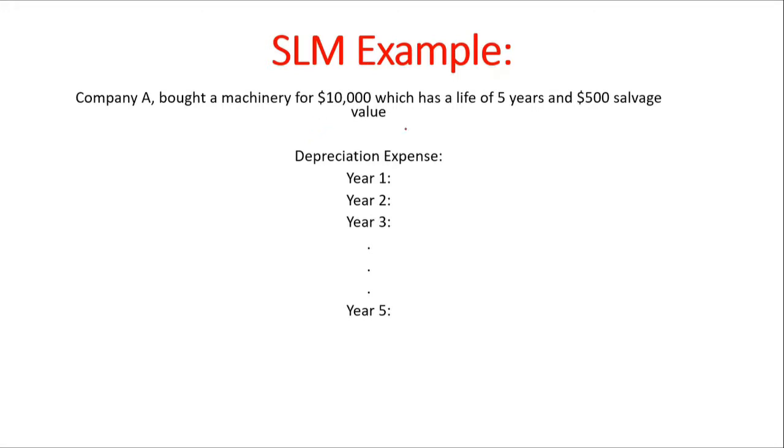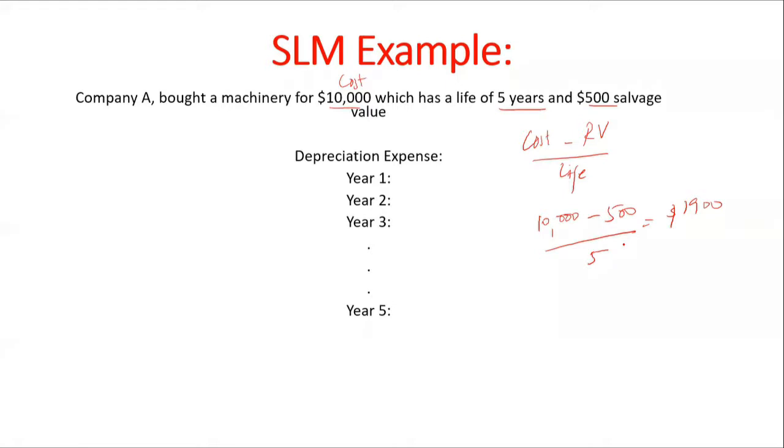So starting with this example, the first thing that we need to do is to calculate depreciation. In order to calculate depreciation under the straight line method, the formula is cost minus residual value over the life of the asset. In this example, the cost is $10,000 with a life of 5 years and a salvage value or residual value of $500. So 10,000 minus 500 over 5 is $1,900 of depreciation each year. Again, if you remember, depreciation in the straight line method remains the same, so it would be $1,900 for 5 years.